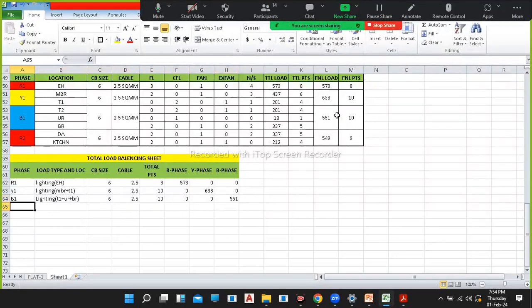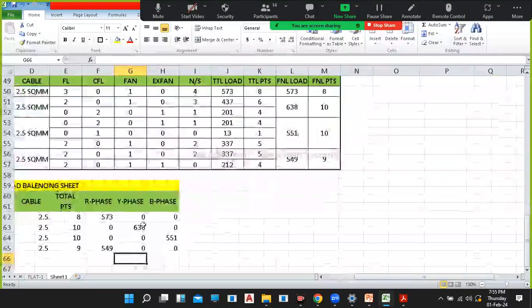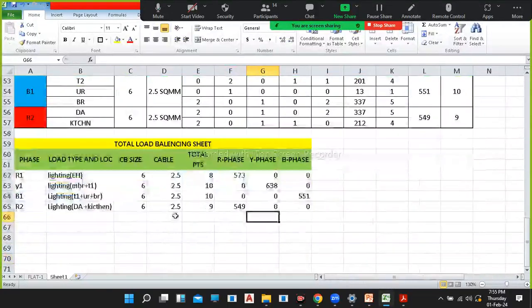The same here, R1, Y1, B1, and again next R2. R2 was also occupied by the same lighting load, and it has gone to DA plus kitchen, dining area plus kitchen. Same 6 amps, 2.5 square mm. Number of points is 11 points, and the load is on R phase. That is equal to 549, and this is 0, and this is 0. Am I clear up to here? Yes, sir.